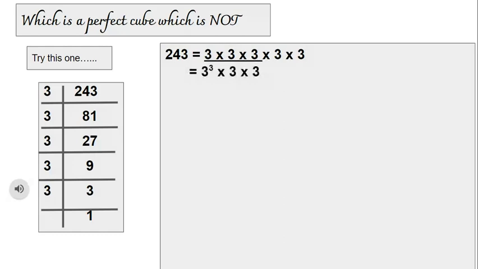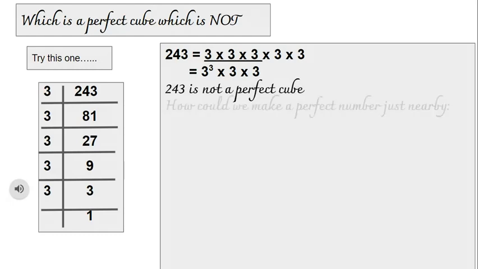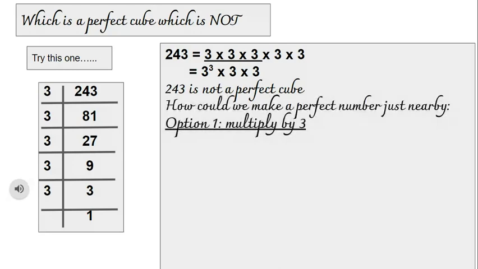That means 243 is not a perfect cube. Now can you think of any way by which you can convert this number to the nearest perfect cube? In order to make this number a perfect cube, you need to multiply by 3, isn't it? So option 1, our first option, is multiplication. You multiply the number by 3. So, if you multiply by 3, what would happen?